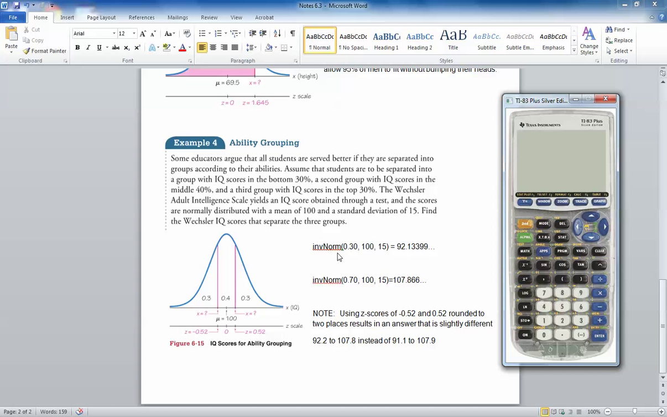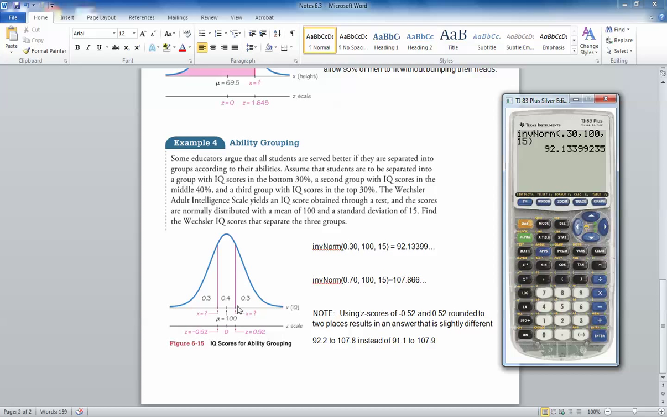So on our inverse normal, again we have to put in the area to the left. So if we're trying to figure out the score that goes with this first group right here, we would put in 30%. So we get to our inverse normal, 0.30, and then we can find it directly by typing in the mean, which is 100, and standard deviation of 15. So this gives us a cutoff IQ score of about 92.13.